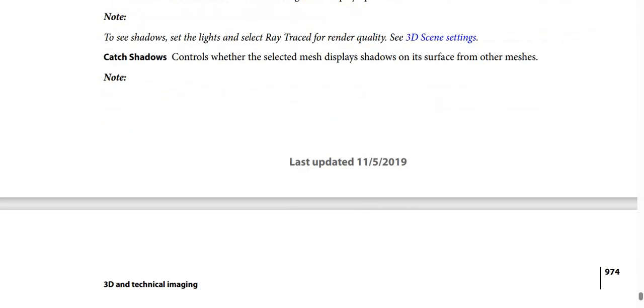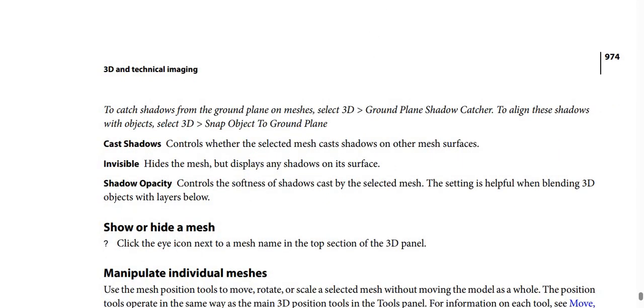And we have options here now. The first option, catch shadows. What about catch shadows? It means that it controls whether the selected mesh displays shadows on a surface from other meshes. And be careful please here. To catch shadows from the ground plane on meshes, you should select 3D, then select ground plane shadow catcher. To align these shadows with objects, select 3D, then select snap object to ground plane.